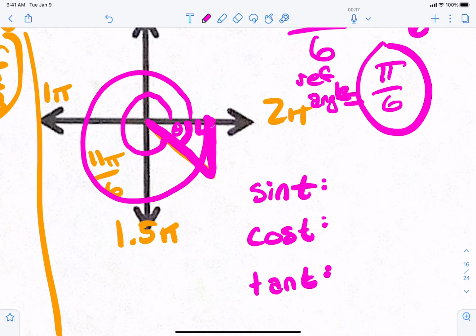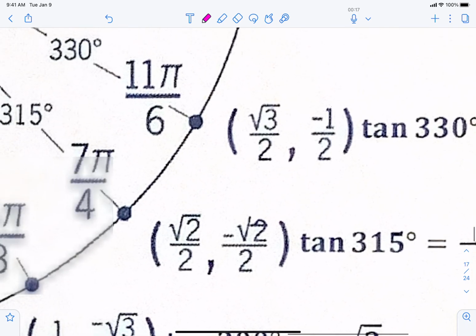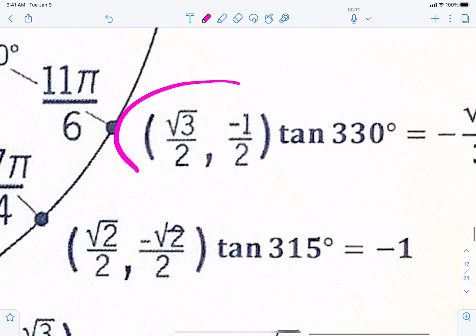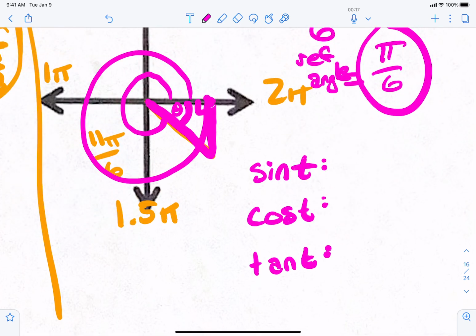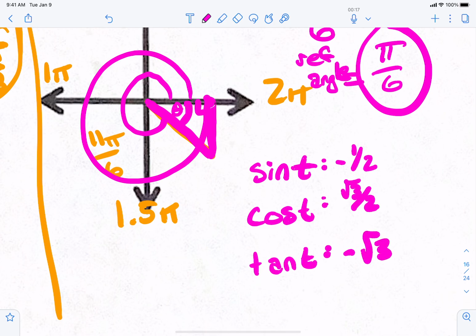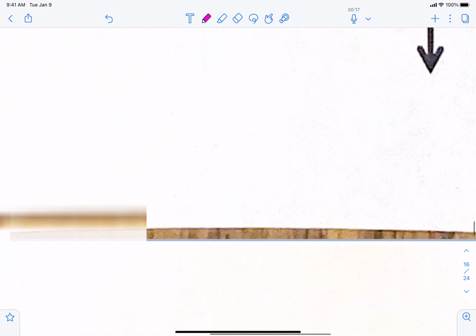All right, sine. If you're looking at 11 pi over 6 down here in this corner, you're looking at this information right there. Sine is the y coordinate, which is negative 1/2. Cosine is positive square root of 3 over 2. And tangent is negative square root of 3 over 3. Yes, good.